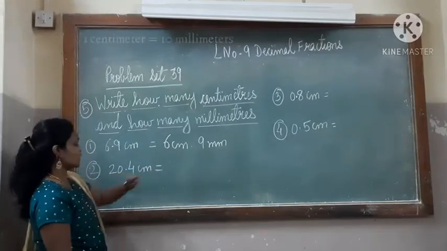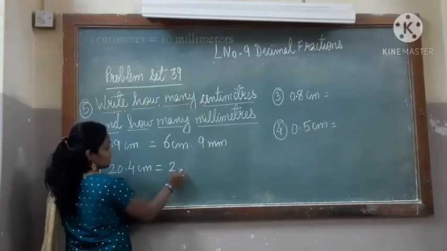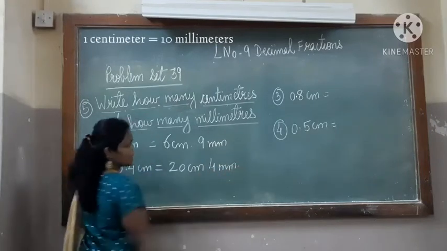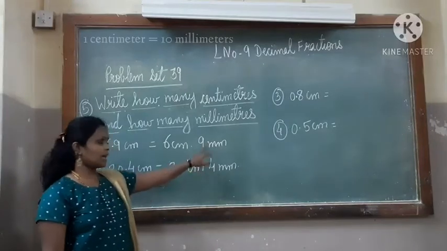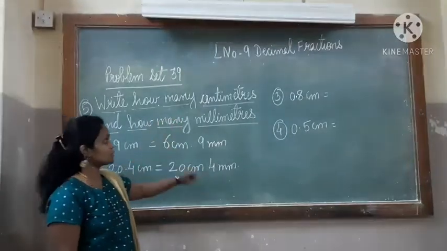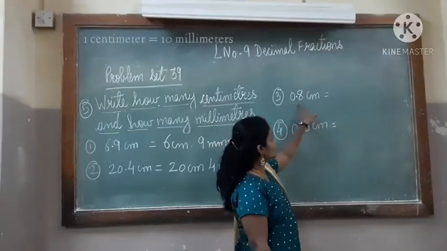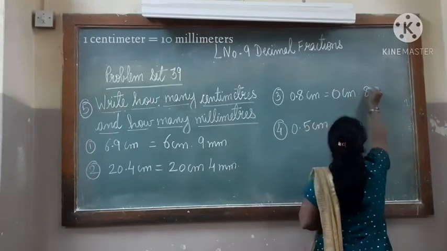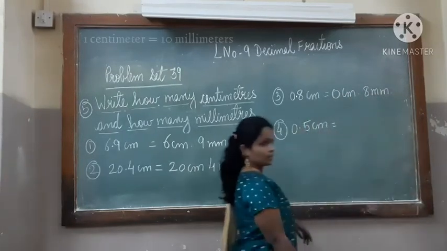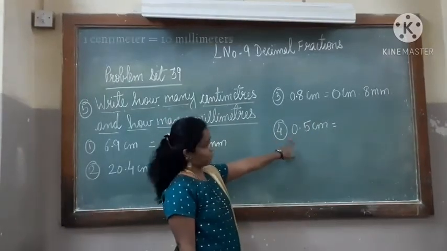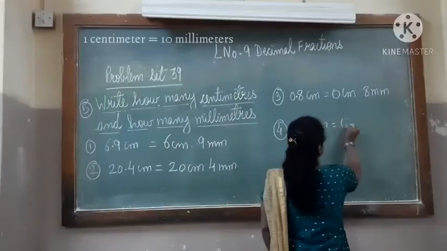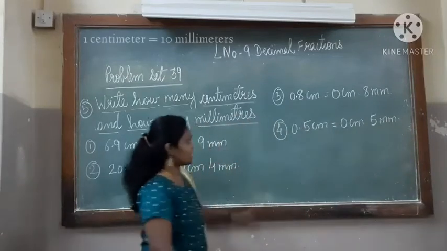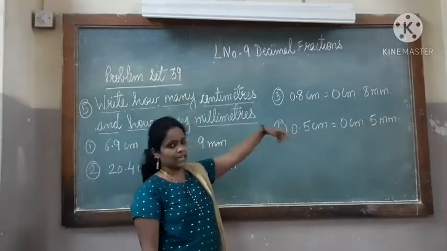20.4 centimeter. How are you going to convert it to centimeter and millimeter? You will write 20 centimeter and 4 millimeters. You have to write the short form cm and mm, as we have written previously for meter and centimeter. Third one is 0.8 centimeters. So you are going to write 0 centimeter and 8 millimeters. Correct? Then the fourth and last one is 0.5 centimeter. It will be 0 centimeter and 5 millimeter. It is very easy, only focus on the decimal point, right side and left side.